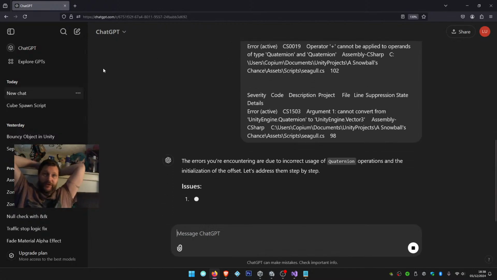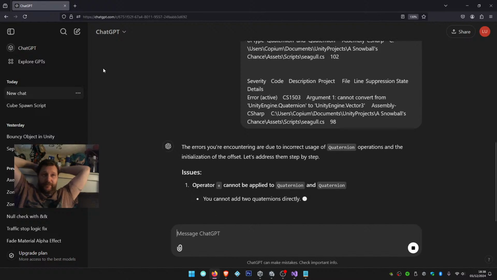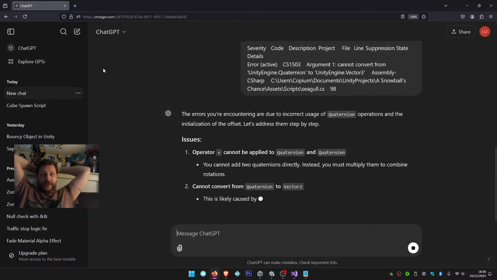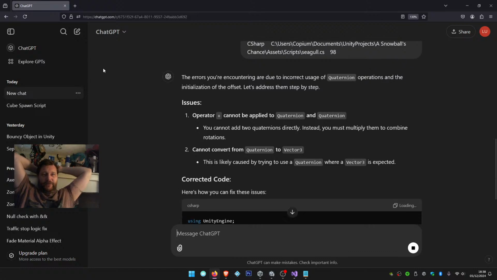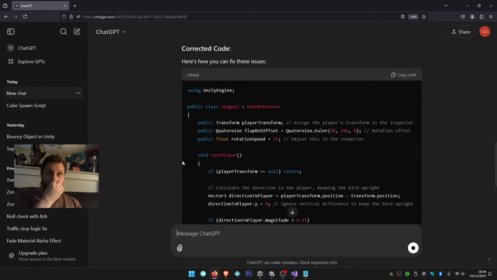The errors you're encountering are due to incorrect usage of quaternion operations and the initialization of the offset. Let's address them step by step. Operator plus cannot be applied to quaternion and quaternion. You cannot add two quaternions directly. Instead, you must multiply them to combine rotations. Cannot convert from quaternion to vector 3. This is likely caused by trying to use a quaternion where a vector 3 is expected. Here's how you can fix the issue.